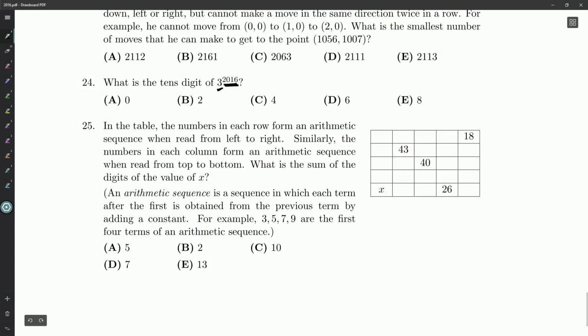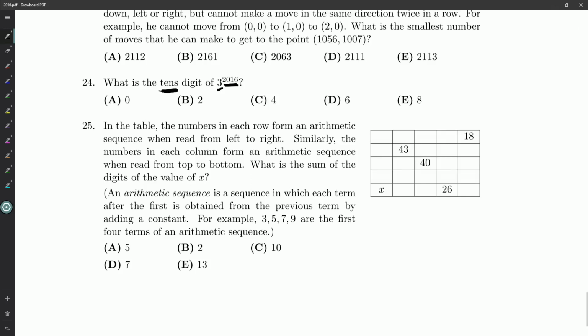Now, there's nothing particularly special about 2016, it's just the year. So they're just trying to pick a really big number, so we can't just grab our calculator and work this out. Okay? So, well, what are we to do? We're going to end up looking for a pattern. What we want is the tens digit. And so we're going to just compute a few, hopefully a few powers of 3, and see if we notice anything.